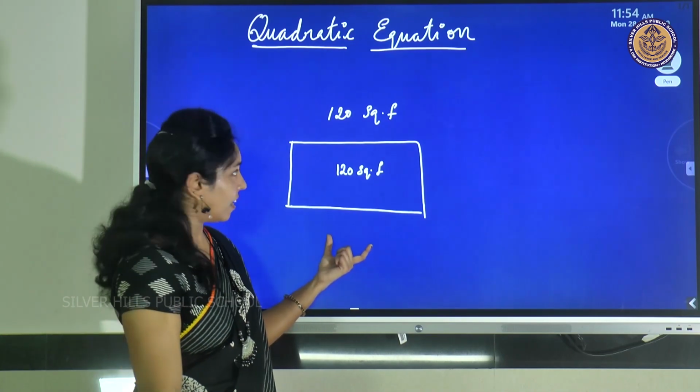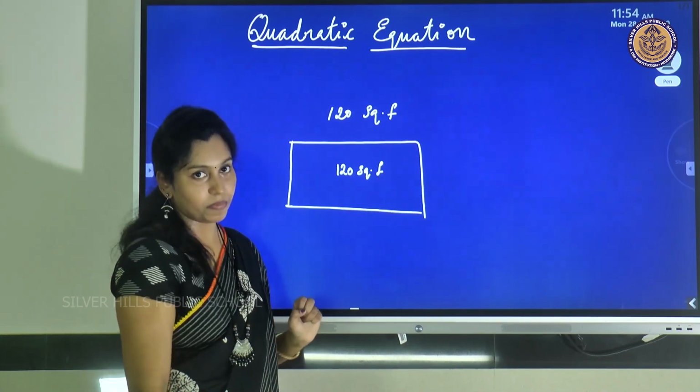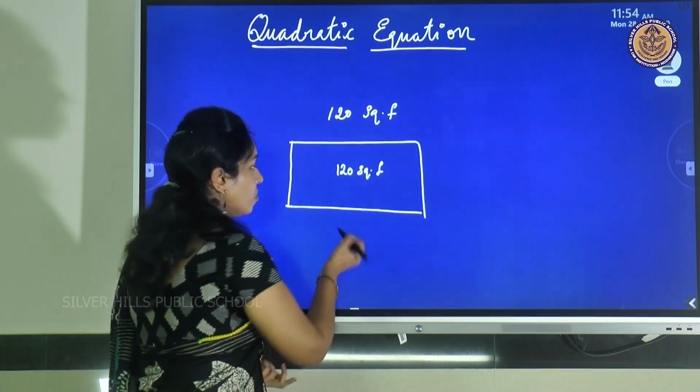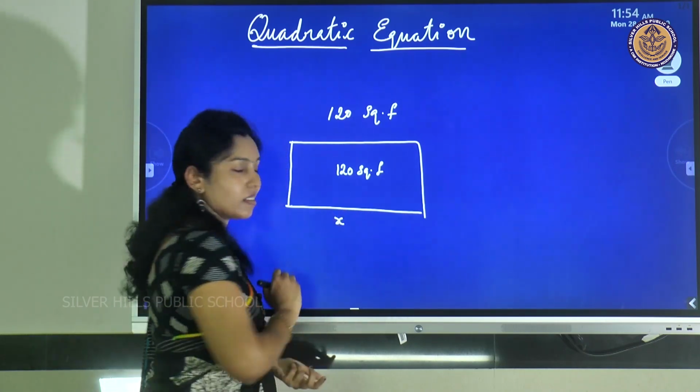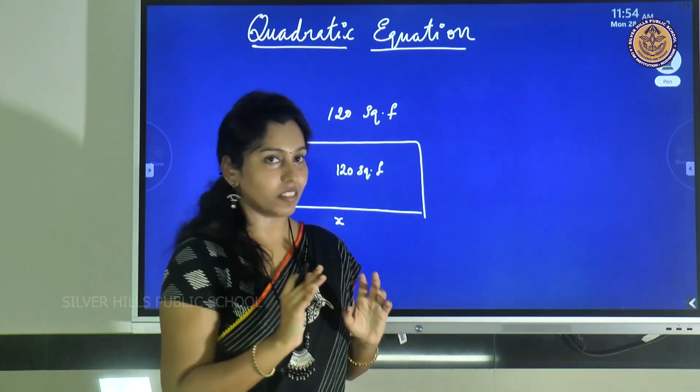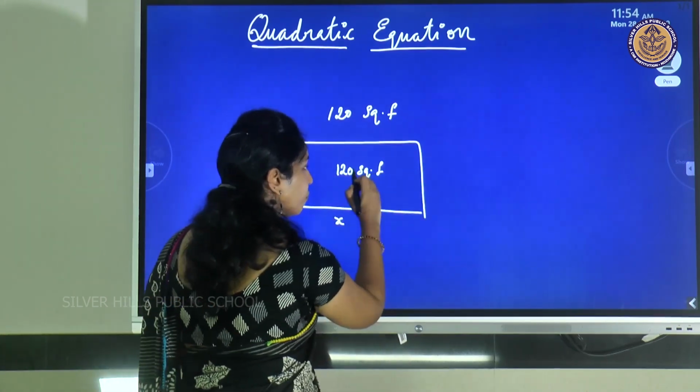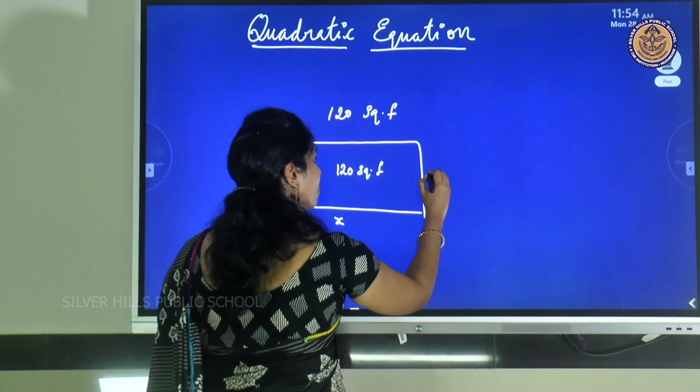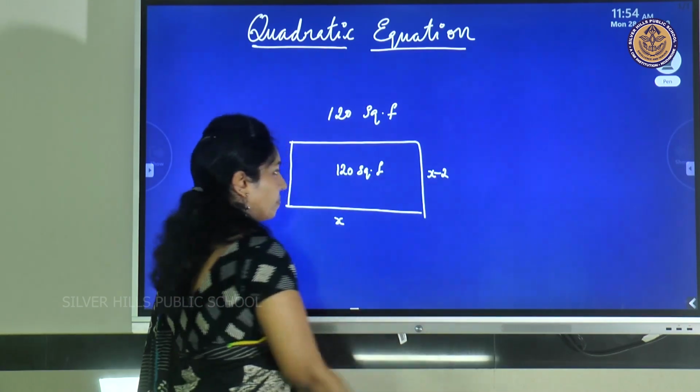This we'll take as length and this is breadth. Okay. So, length is unknown. So, we'll name it as, say, some x. But we have some clue regarding the breadth. What's it? Breadth is 2 feet less than the length. So, it is x minus 2.